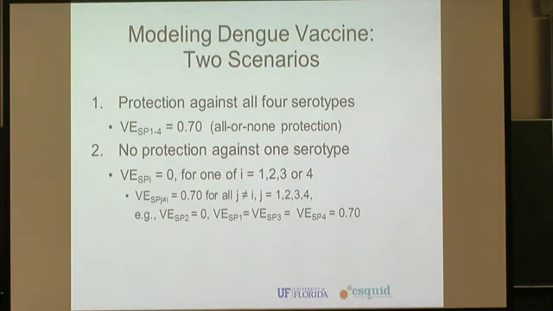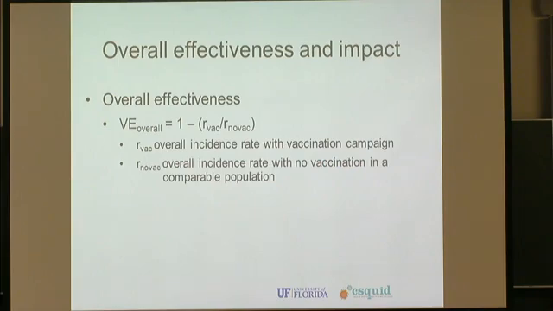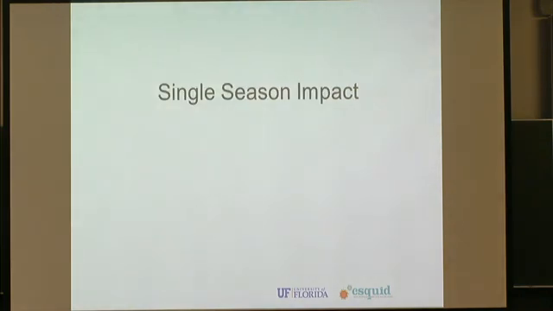And so in our simulator, we did various simulations. One where you get good protection against all 4 serotypes at the 70% level, and then others where you only get protection at 70% against one of the three of the 4 serotypes and no protection against the other one. And then we looked at overall effectiveness, which I think Bets will talk about a little bit later. But that's the overall reduction in the rate in the vaccinated population versus an unvaccinated population.